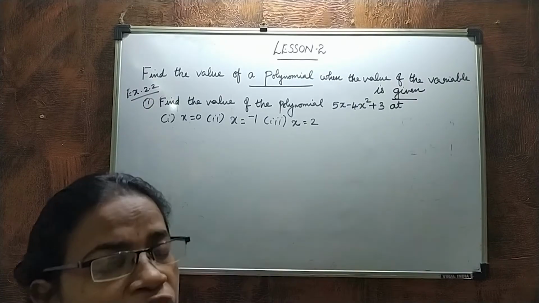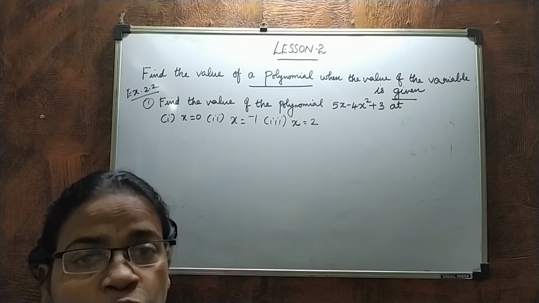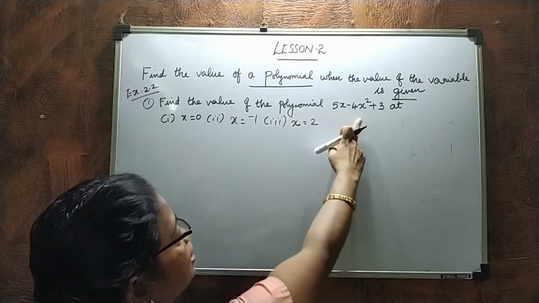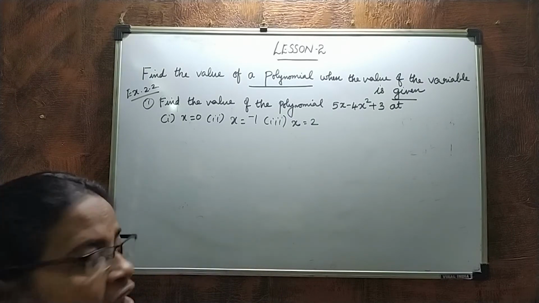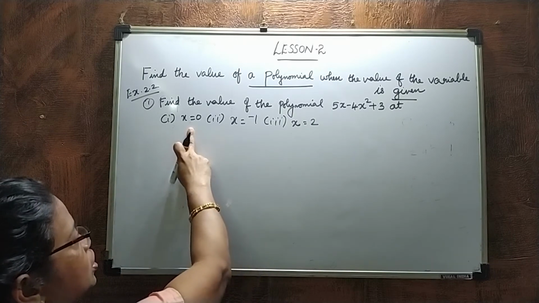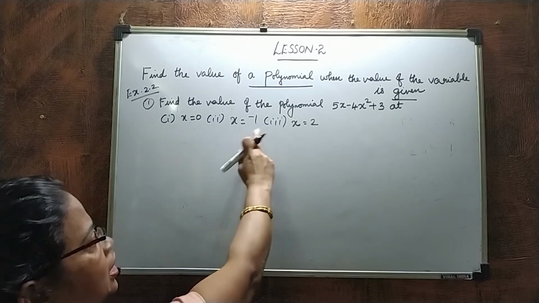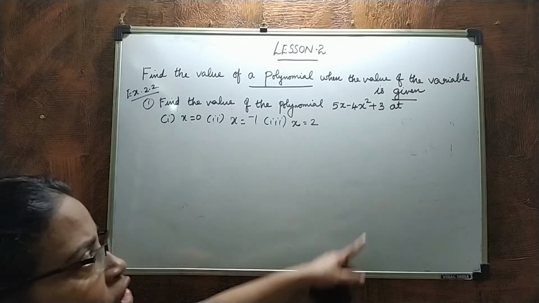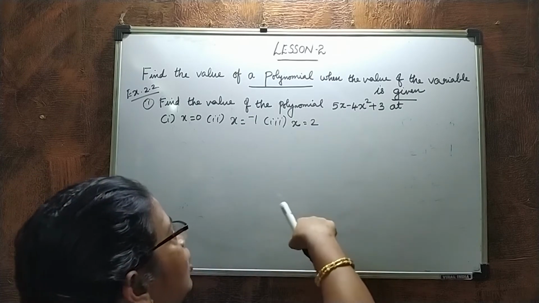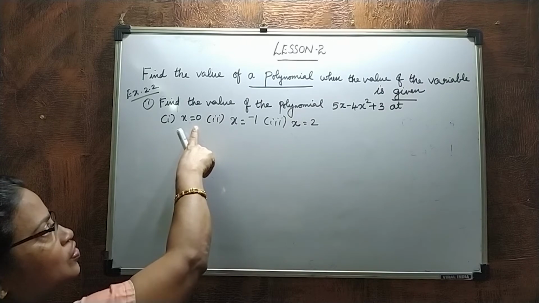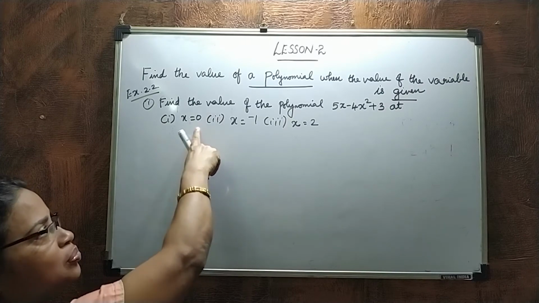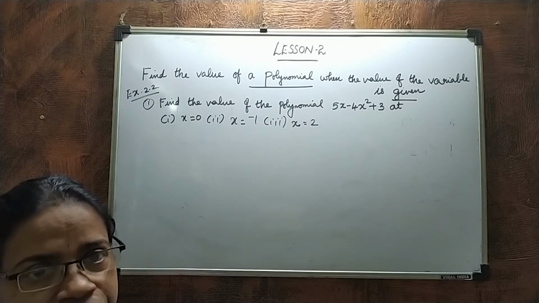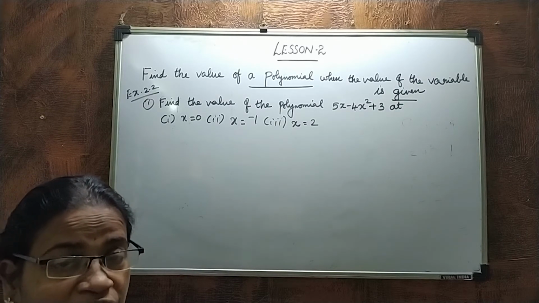Clear? Okay, now we will do the questions from exercise number 2.2. First question: find the value of the polynomial 5x minus 4x square plus 3 at x is equal to 0. Second question, x is equal to negative 1. Third question, x is equal to 2. That means they have given you the polynomial and you have to substitute instead of x. In the first question, put x is equal to 0. What will you find as the value of the polynomial?